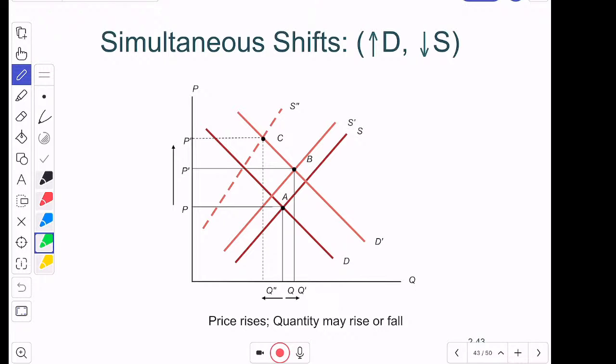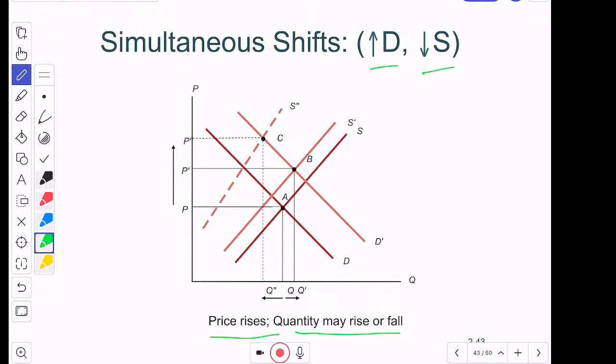In this case, if it's the reverse, so demand increases for a product but supply decreases, this will force the price to rise. So there's less supply, think about it, and higher demand. To clear the market, the price will have to rise. It's indeterminate, though, if you have more or less of the product. Okay?